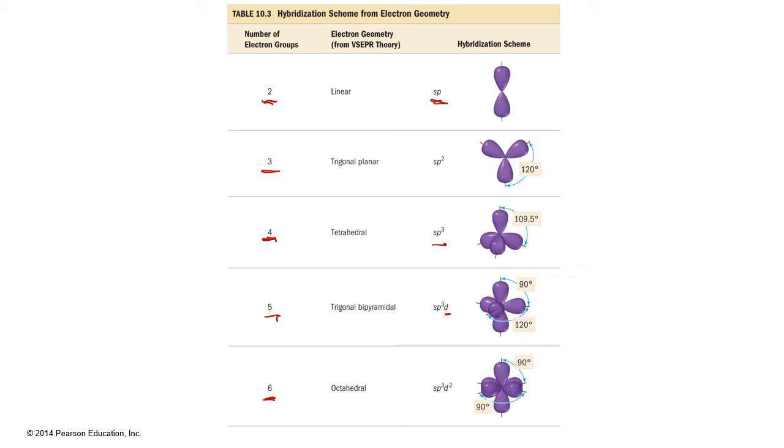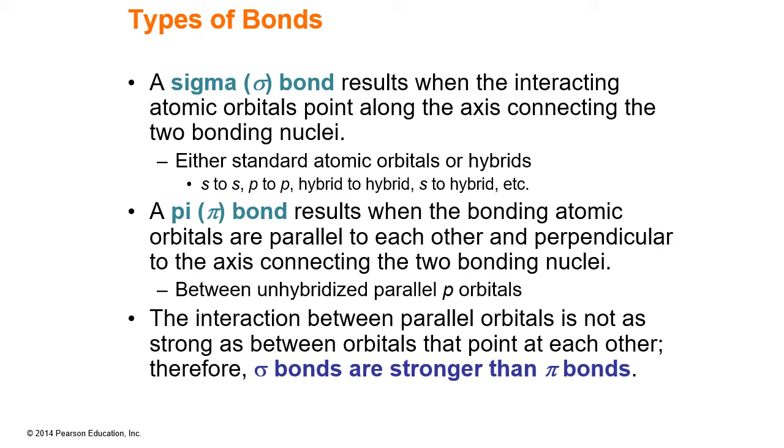So you can determine the hybridization based on the number of electron groups that you find around your center atom. Using one orbital for each electron group, we always start with s and continue from there. Our hybridized orbitals can result in different types of bonds, and the two types of bonds are sigma bonds and pi bonds. Sigma bonds are any single bond that we see in a molecule.